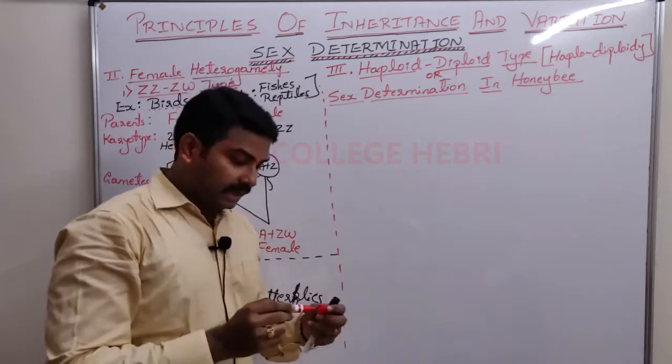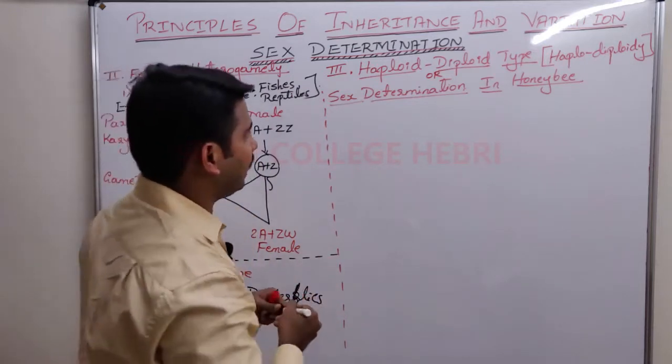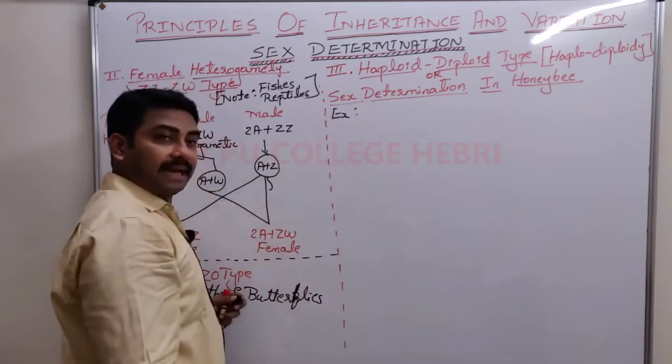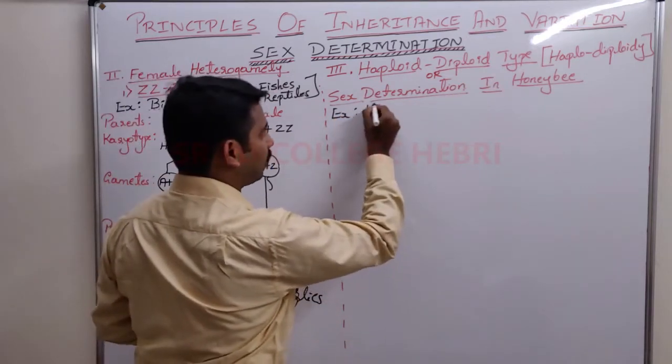Haplodiploidy. Now what exactly is the case? Which are the examples here? I will give you the explanation. You can note down the example. The example is already in front of you.